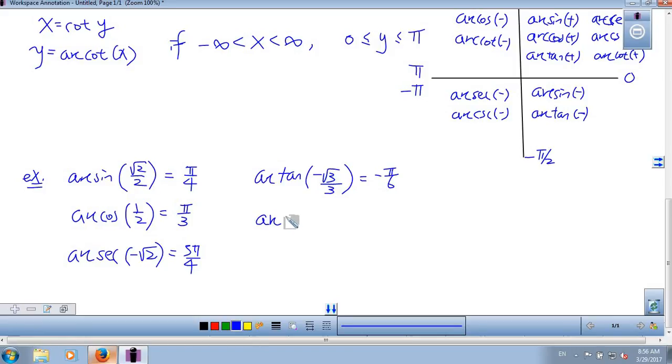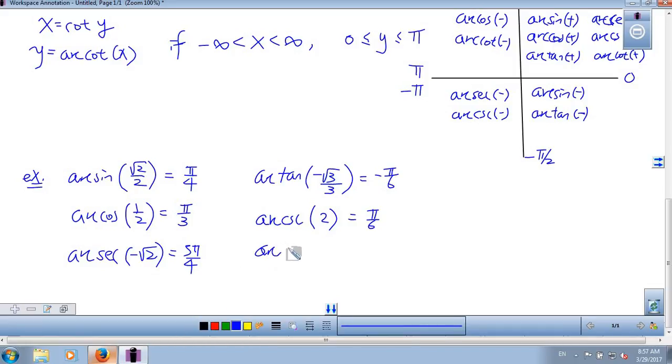Alright, let's try another example. Let's try arccosecant of 2. When we do arccosecant of 2, it means the sine value is 1/2, because cosecant is the reciprocal of sine. So it's going to be the first quadrant, and we're going to think of the angle that has a cosecant value of 2, which should be equal to pi over 6. Pi over 6 has a sine value of 1/2, so the cosecant value is 2.